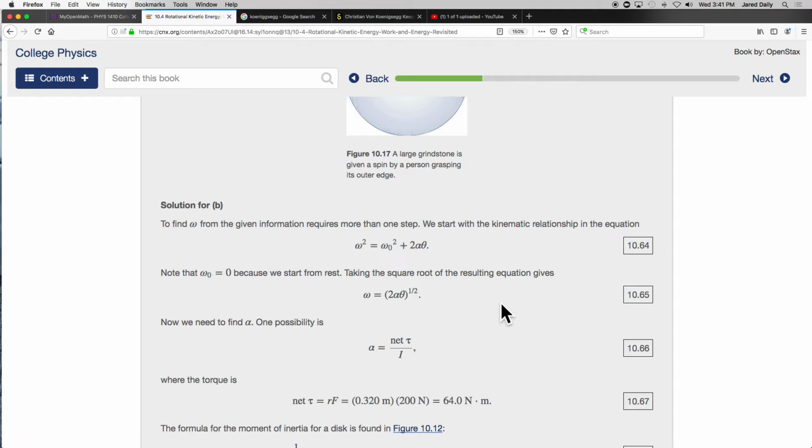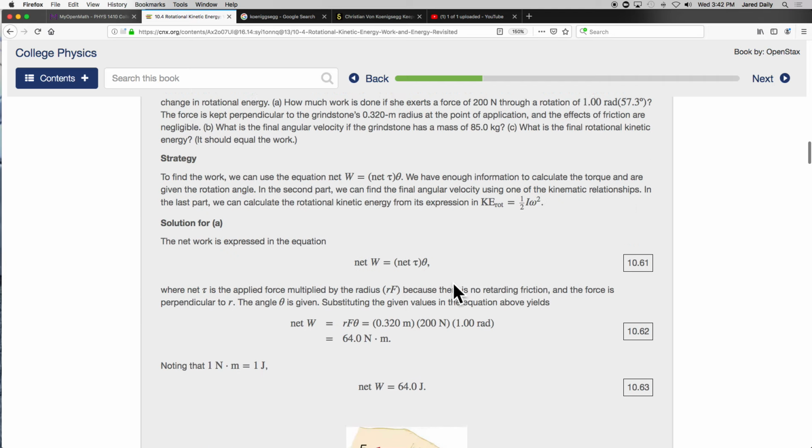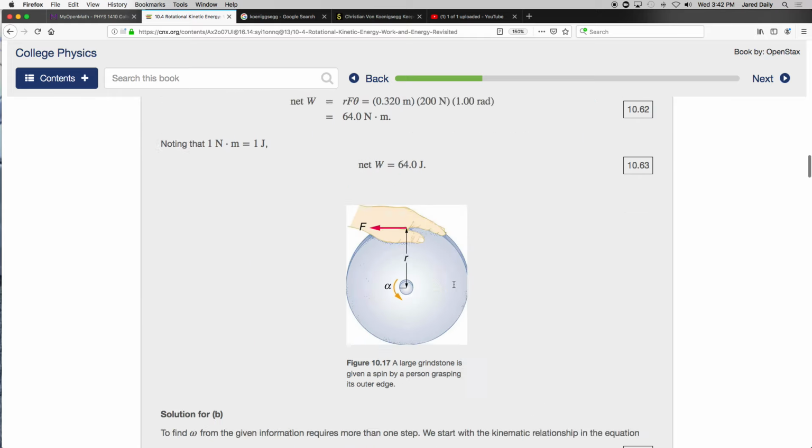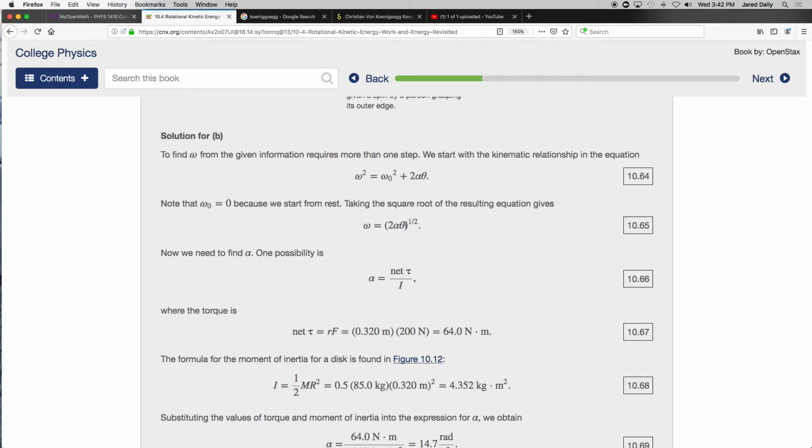Part B is to find how much it's sped up. You want to know its final angular velocity. You can use the kinematic equations with an initial angular velocity of 0, where we know how much angle it goes through. They don't tell us the angular acceleration, so we have to calculate it. We use net torque equals I alpha, or alpha equals net torque over I.